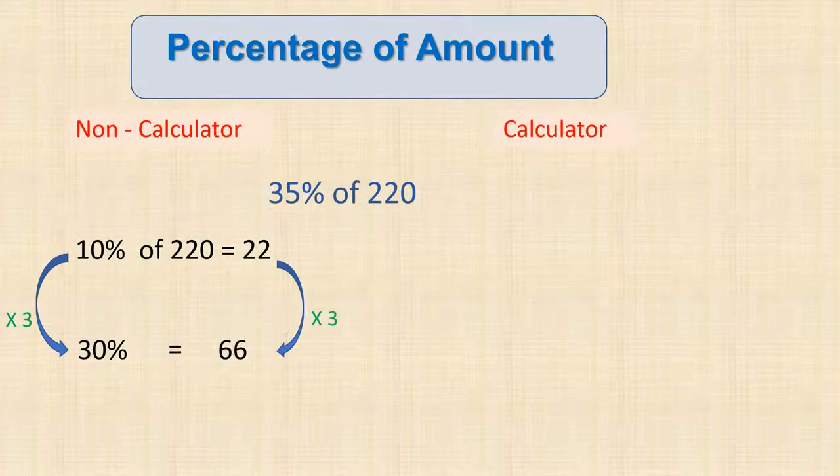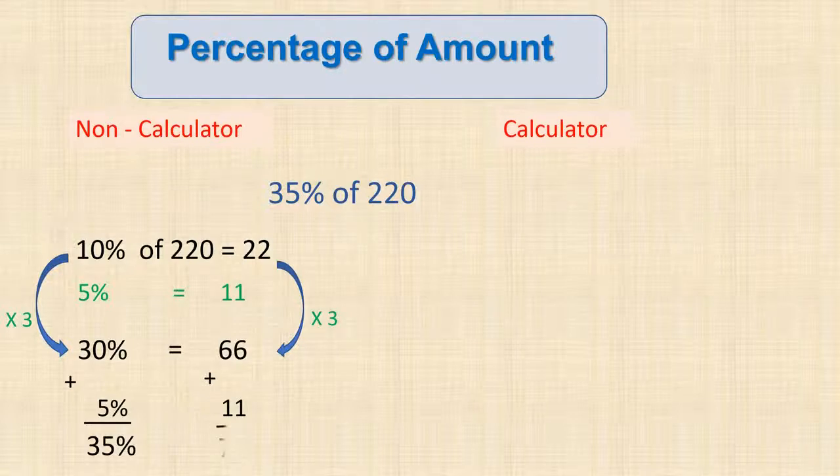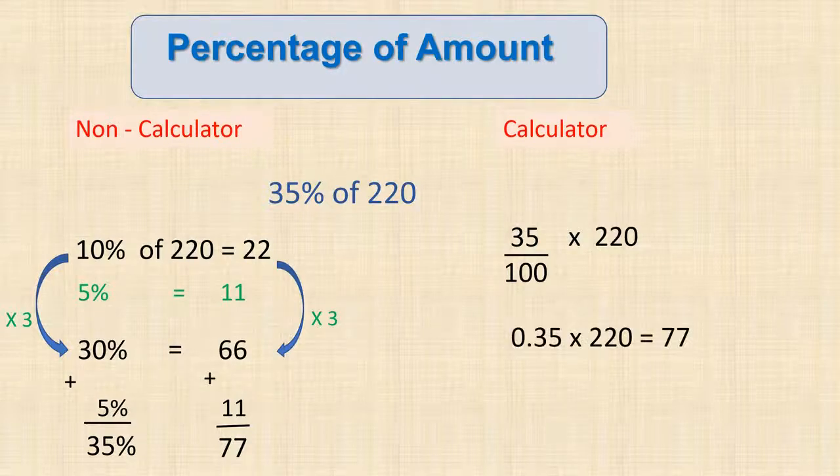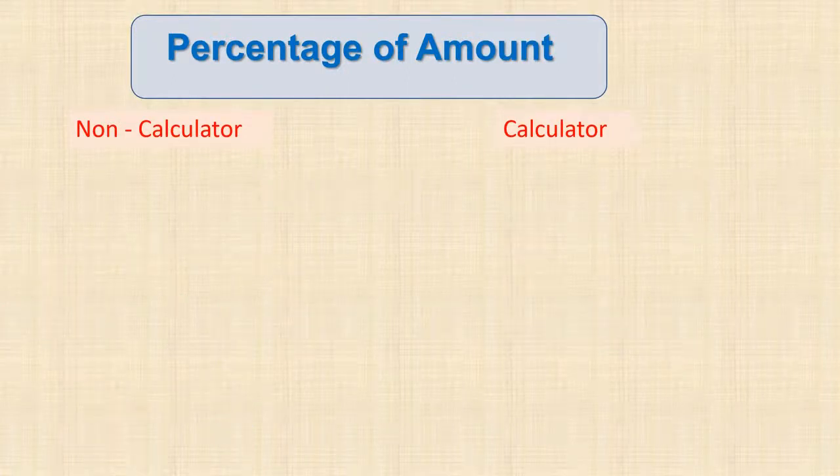Now we want 35%, so let's find 5%. 5% is half of 10%, so that means we're going to find half of 22 as well, which is 11. Now 30% plus 5% will give you 35%, and 66 plus 11, which is your 5%, will give you 77. So 35% of 220 is 77. Using the calculator, we change 35% into a decimal and then multiply it by 220. So 35 over 100 is 0.35, times 220 is also 77.